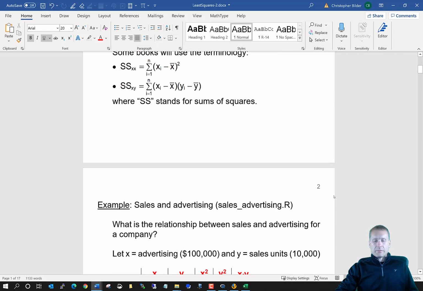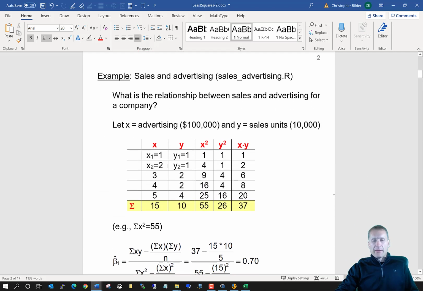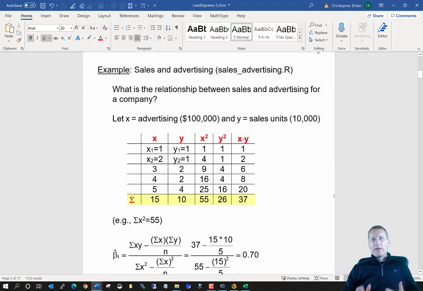Now, let's actually apply this. I have a very simple example here that deals with sales and advertising. Typically, one will think that the more advertising you do, the larger the sales will be, generally speaking. So we're going to let X be advertising, measured in $100,000 units. So if X is equal to 2, that means $200,000 worth of advertising.